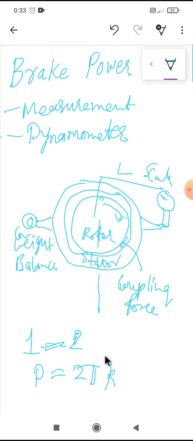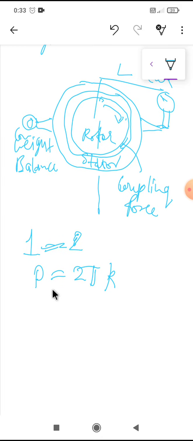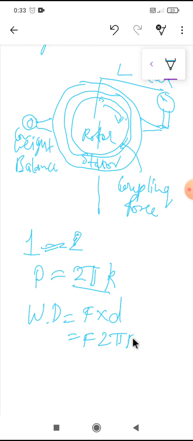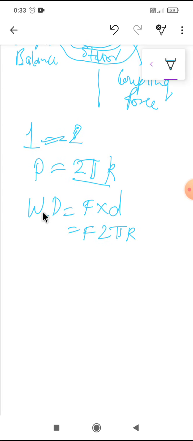So what will the work done be? As we know, work done is equal to force into distance. How much distance has it traveled? That is 2 pi r. So the work done is 2 pi rF, where F is the coupling force. The external moment or torque is equal to the torque generated. So what is the torque?